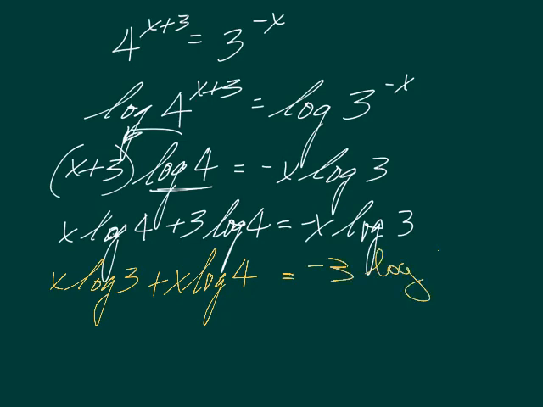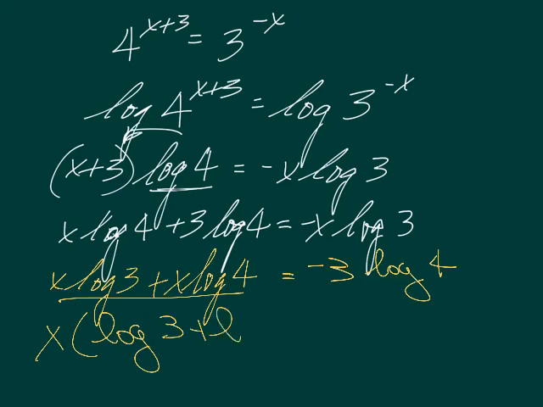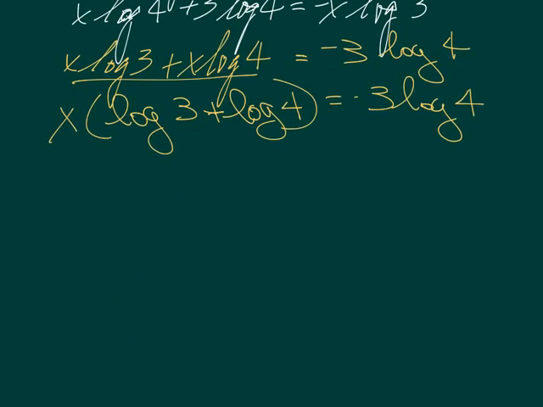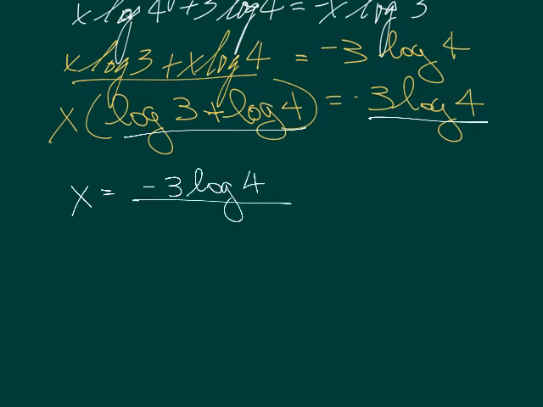I'm going to look here, factor out an x, next step is I'm going to divide both sides. And I'm going to divide both sides by this here. So then I get x equals negative 3 log of 4 over log 3 plus log 4.